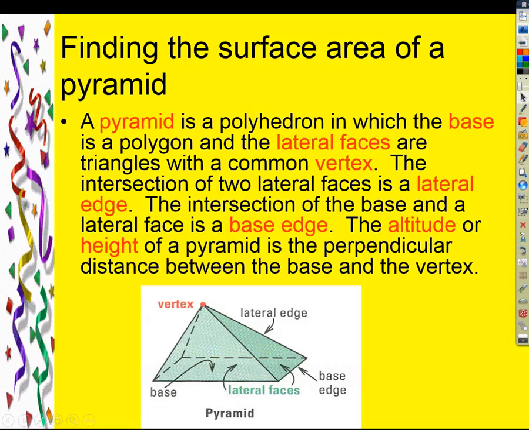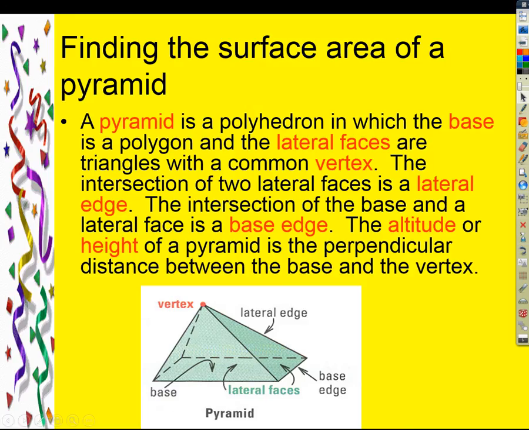In this case, the vertex is not lined up over the center of the base. Usually we'll deal with regular pyramids, which end up with the vertex being right over the center of the base, but it doesn't have to be that way. The formulas stay the same.